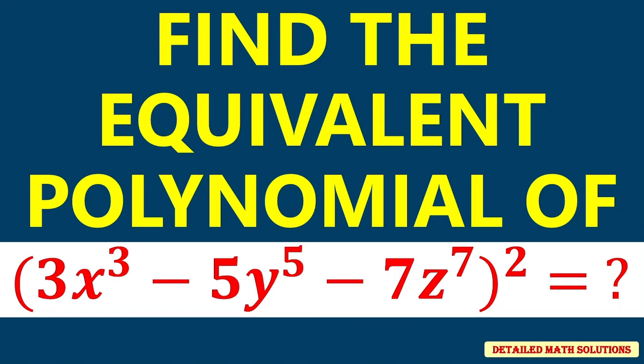In this video, I'm going to write step by step how to find the equivalent polynomial of (3x³ − 5y⁵ − 7z⁷)².